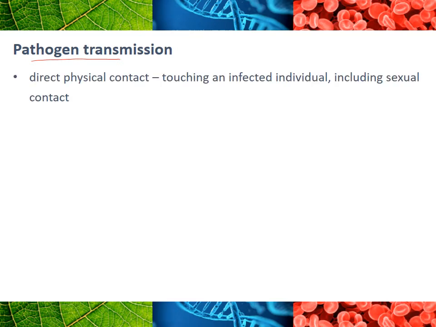Okay, we have what's called direct physical contact. So this is if someone is infected with a pathogen. Let's just say, for example, we're looking at either viruses or bacteria. Some modes of transmission are more common for certain types of pathogen. So direct physical contact would be touching a person that is infected, okay? And that includes sexual contact. So obviously sexually transmissible infections are the transmitting of pathogens through sexual contact.